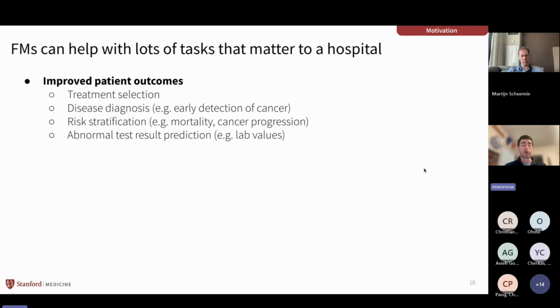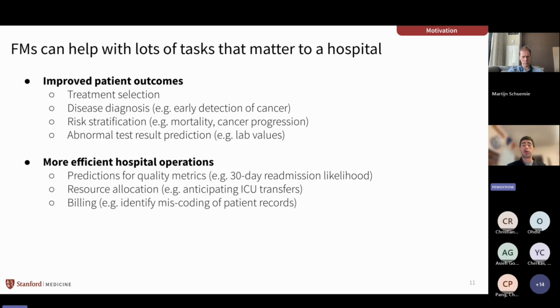And so, what are some of these tasks? Well, basically anything you can dream of, the foundation model should theoretically be able to help with it. So, we've seen foundation models trained on EHR data being applied to tasks regarding improving patient outcomes, things like selecting treatments or diagnosing diseases or stratifying patients based on risk. It could also help hospitals run more efficiently, doing things like billing or resource allocation or predictions for quality metrics.